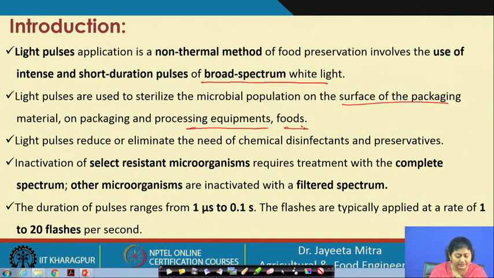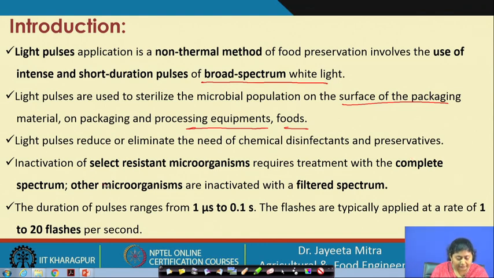Light pulses reduce or eliminate the need of chemical disinfectants and preservatives, because this is the conventional method. We use those disinfectants and preservatives, and those obviously leave some chemical residue. So, that we can eliminate by this use, as I mentioned about H2O2.